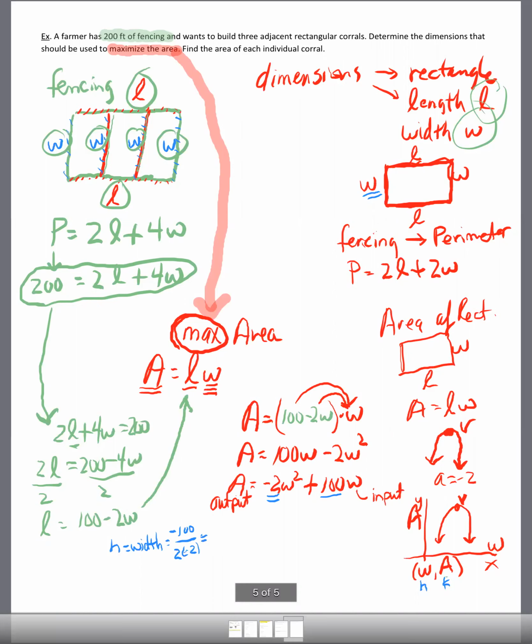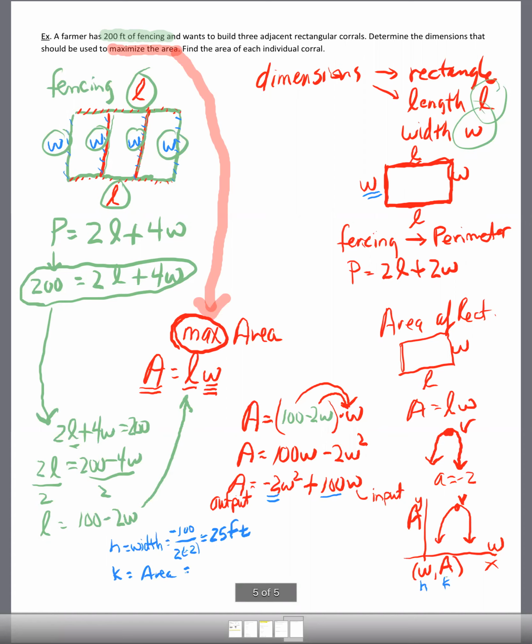This width, if you think about how wide is something, your answer has to be positive. It doesn't make sense to have negative width. And so -100 divided by -4, that will give you a +25. Glancing up above there, it did say feet, so I know that my width is going to be 25 feet. To find out what my K value would be for the vertex, that's now known as area.